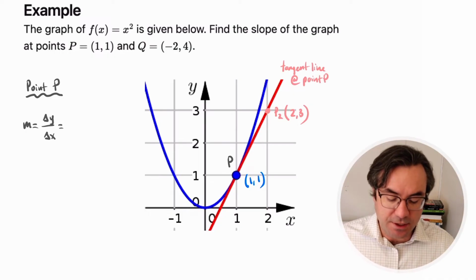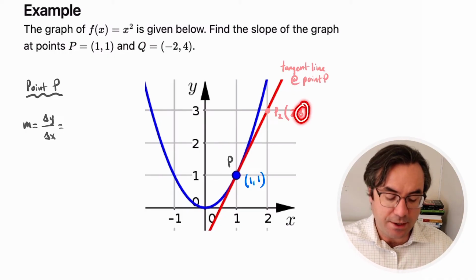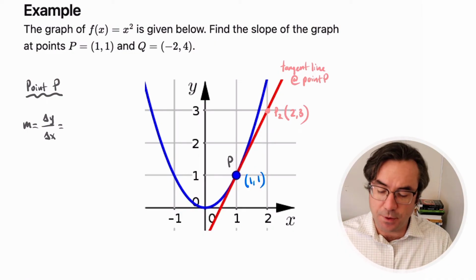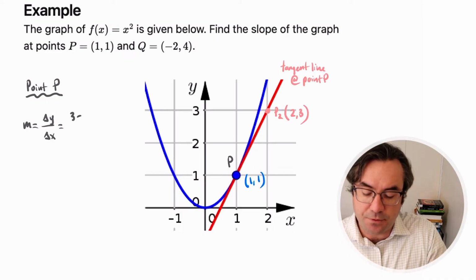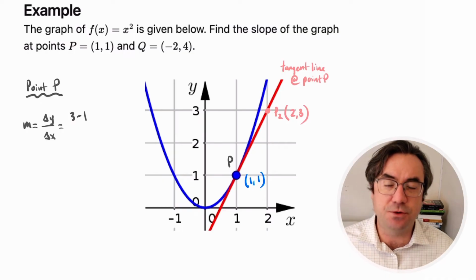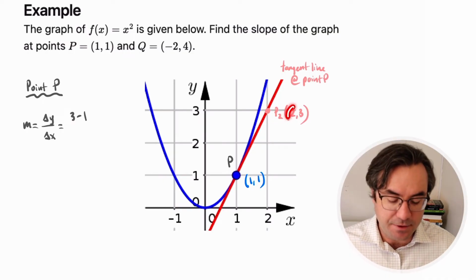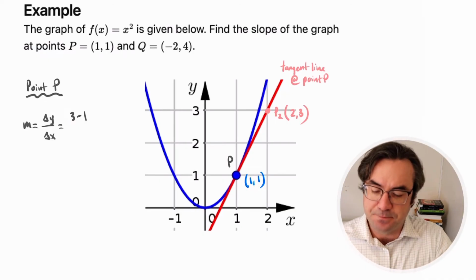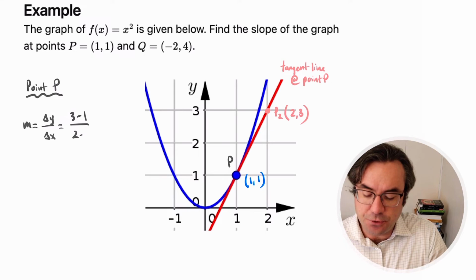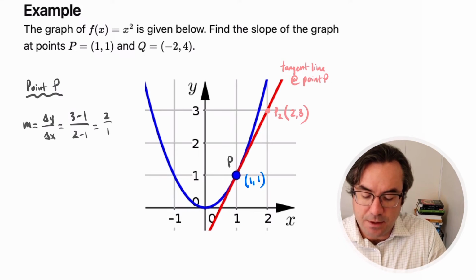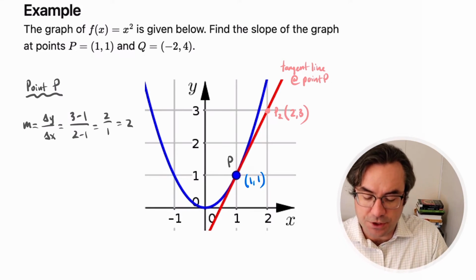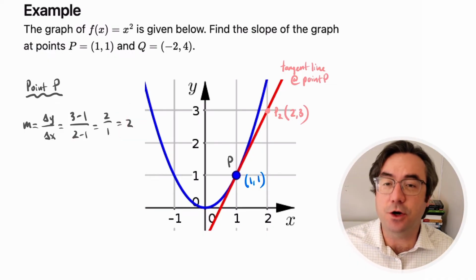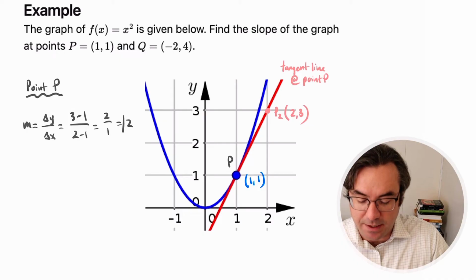Now let's look at the change in y. That's the y-coordinate from one of the points minus the y-coordinate from the other point, so we end up with 3 minus 1. That's going to be our change in y. And then the x-coordinate from the point minus the x-coordinate from the other point, so the change in x is going to be 2 minus 1. And we end up with 2 over 1, or just 2. So this is the slope of our curve at point P.